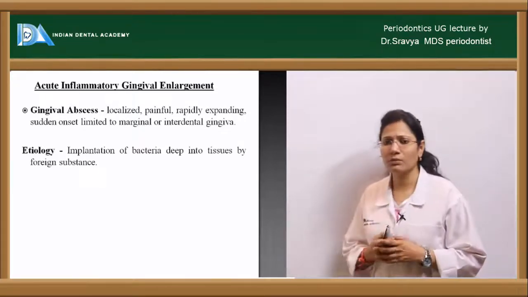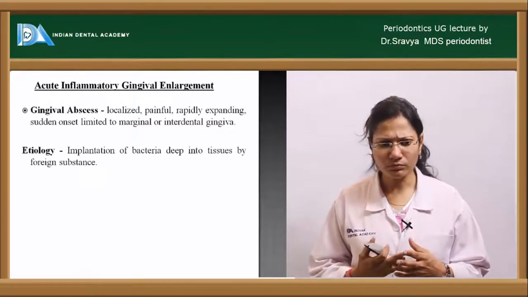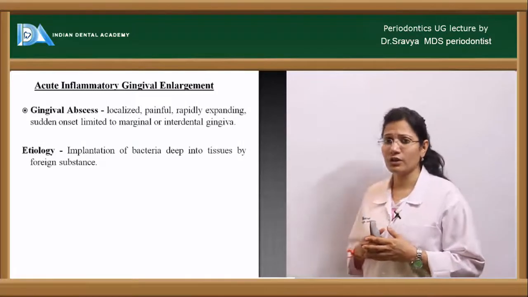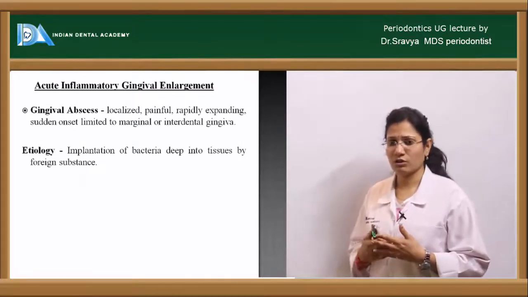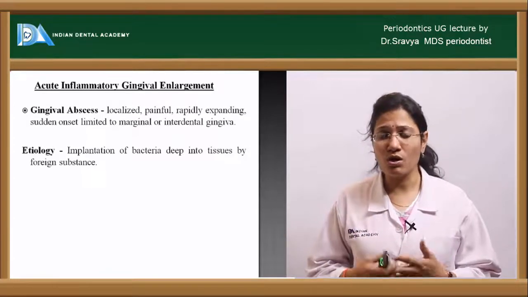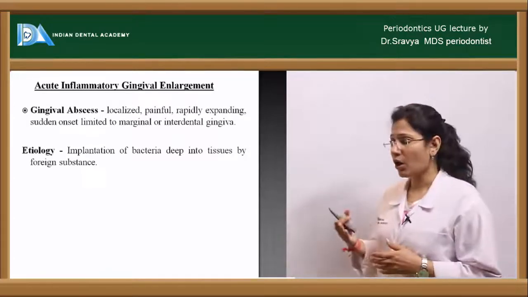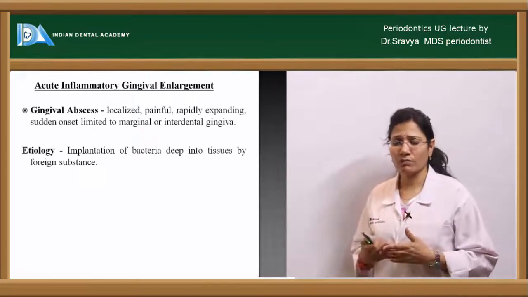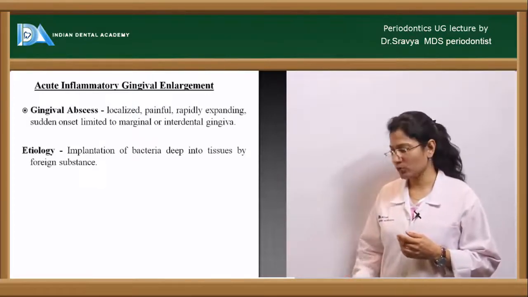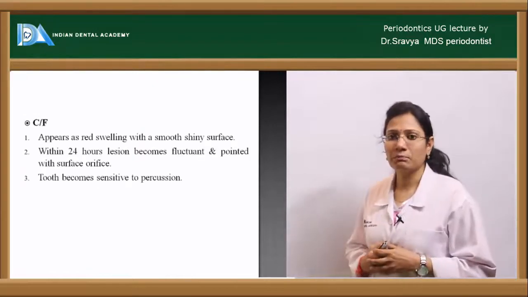The etiology is probably an acute impingement or acute lodgement of some kind of structure. It can be a toothbrush bristle, a fish bone, a speck of an apple, or any other foreign body which is implanted into the tissues acutely. How does it appear clinically?